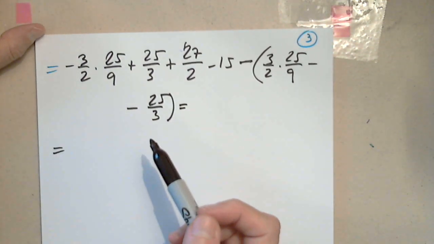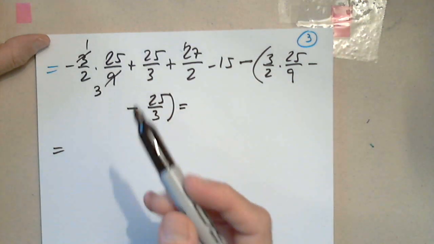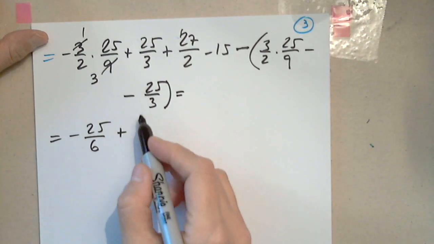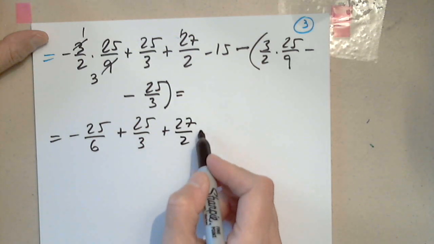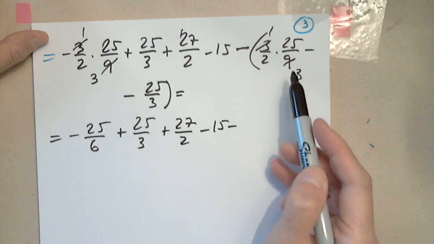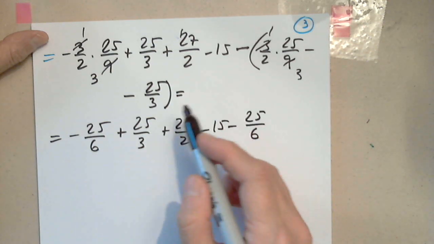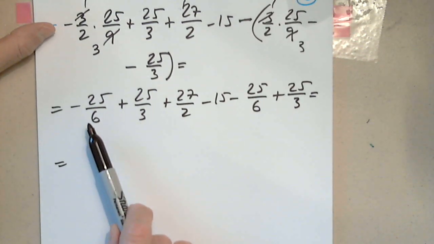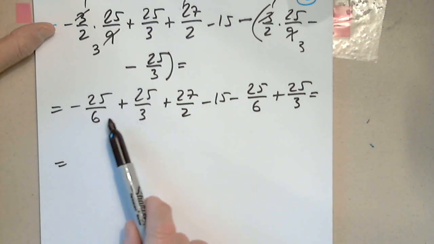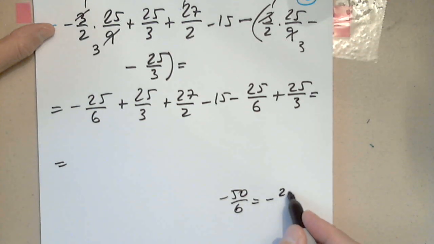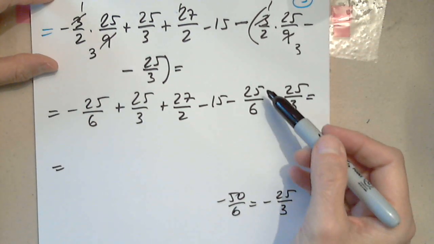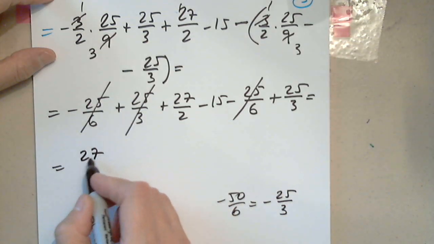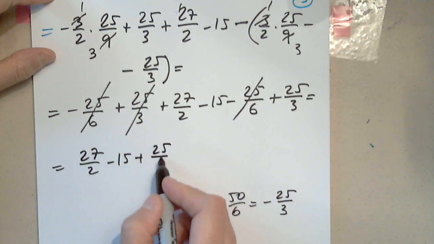Okay, so let's see what we have. I will simplify. Negative 25 over 6 plus 25 over 3 plus 27 over 2 minus 15 minus 25 over 6 and plus 25 over 3. So this with this will be negative 50 over 6. But negative 50 over 6 is negative 25 over 3. So these two will make up one of those. So now I have 27 over 2 minus 15 plus 25 over 3.